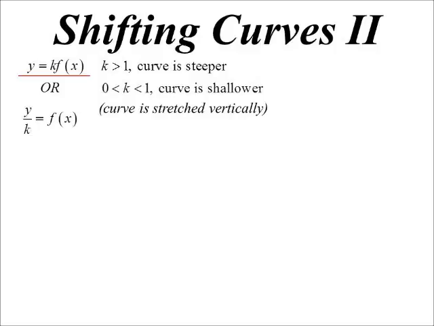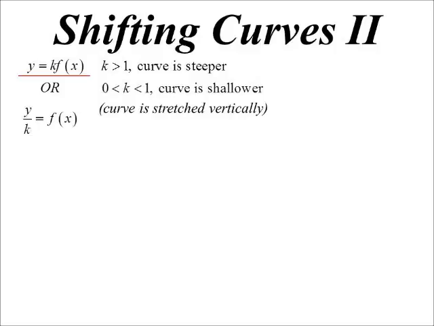If it's in between 0 and 1, then the curve becomes shallower. So, similar idea. Say the constant was a half. Original y value is 1, it becomes a half. Original y value 2 becomes 1. So the curve's getting pulled down, if you like. It's going to become a shallower curve.